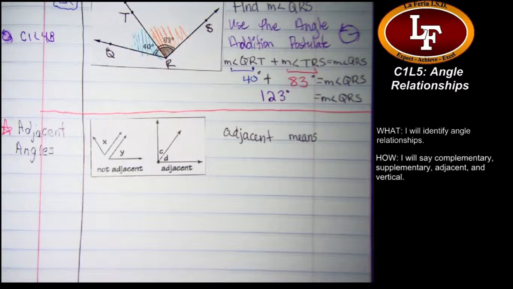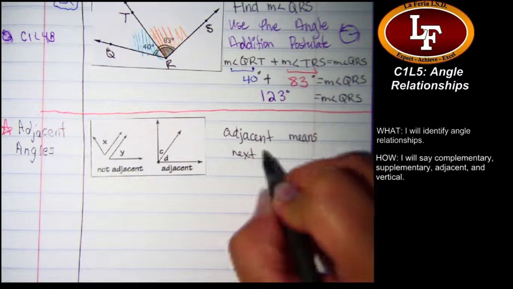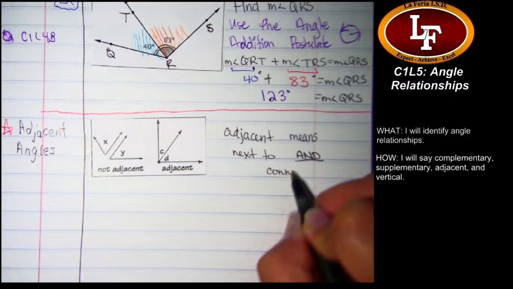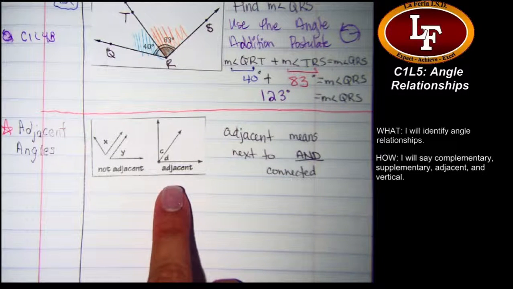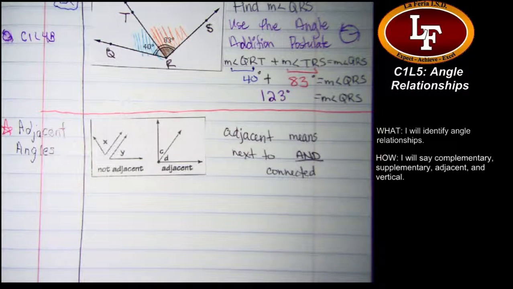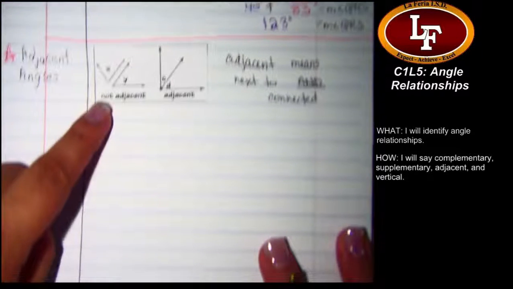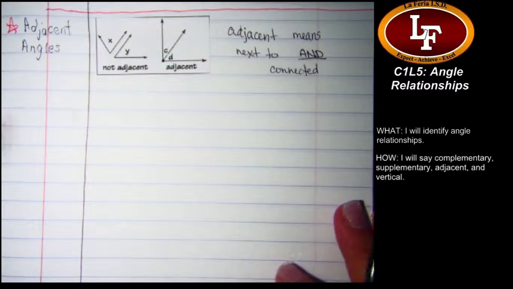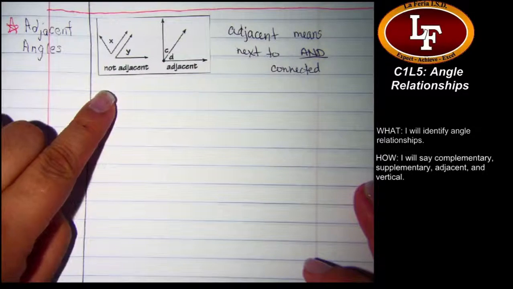So we're going to go with an informal definition for adjacent and say that we're going to have it mean next to and connected. Okay? So these angles are adjacent because they're next to each other and they're kind of smashed together. They share a ray, a side of the angle. And these over here are not adjacent because they do not share a ray and they are not next to each other. In fact, these two angles could be on other sides of the planet and no one's going to care.